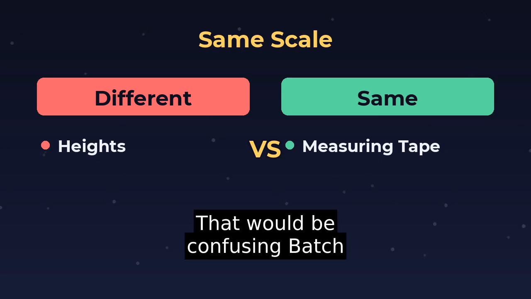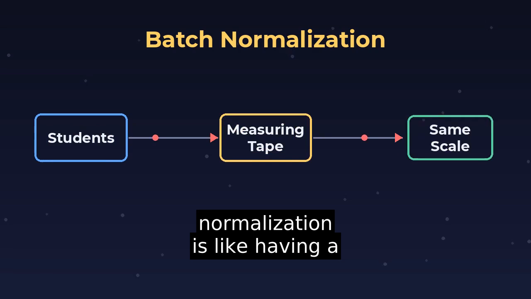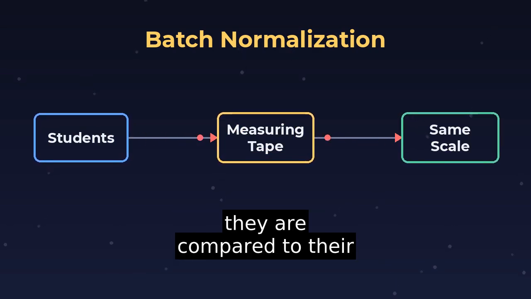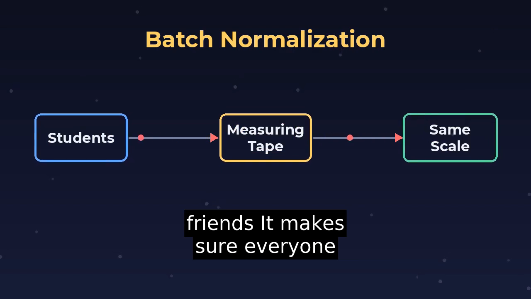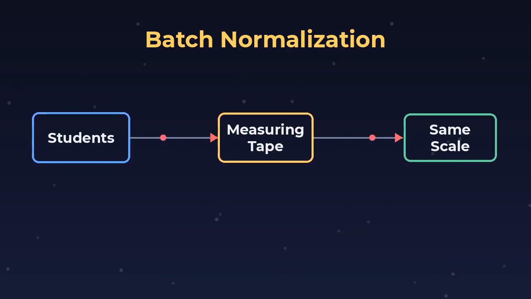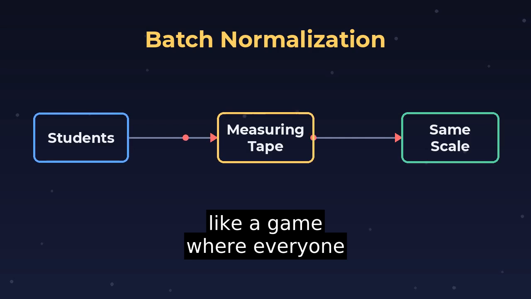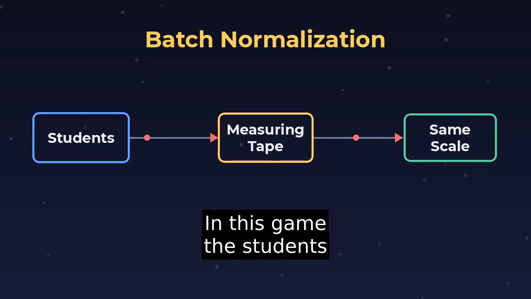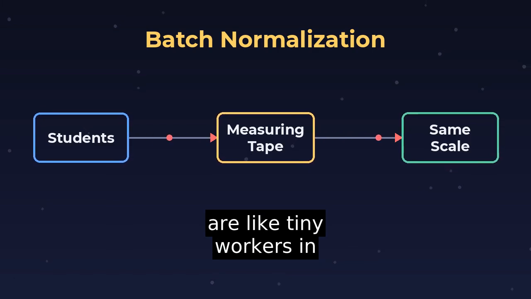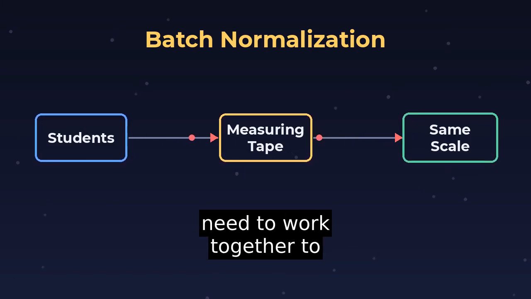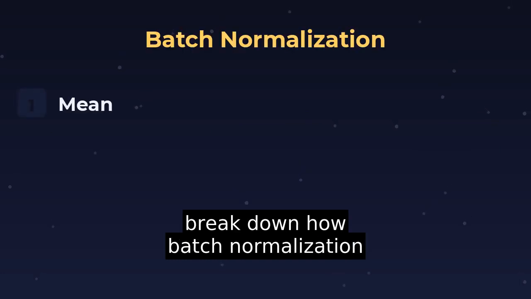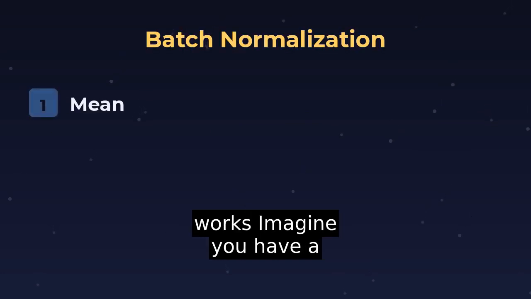That would be confusing. Batch normalization is like having a special measuring tape that helps the students know how tall they are compared to their friends. It makes sure everyone is on the same scale. You can think of it like a game where everyone needs to be on the same level to play fair. In this game, the students are like tiny workers in your phone's brain, and they need to work together to recognize your face. Now, let's break down how batch normalization works.